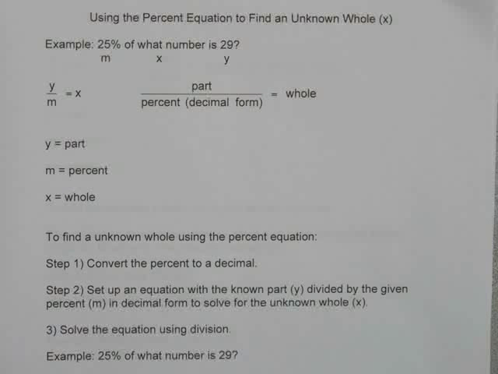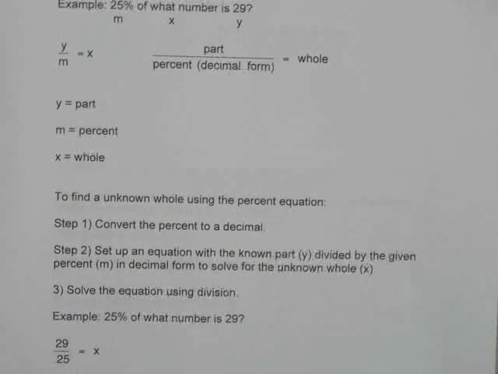And once again, there's just a couple of steps to doing this. The first thing here is we're going to convert the percent to a decimal. The second thing is we're going to set up an equation with the known part, y, divided by the given percent, m, in decimal form to solve for the unknown whole, x. And then we're going to solve this by dividing. And yes, you can use a calculator to solve these problems. You can do them by hand. But basically your equation is going to look something like this.